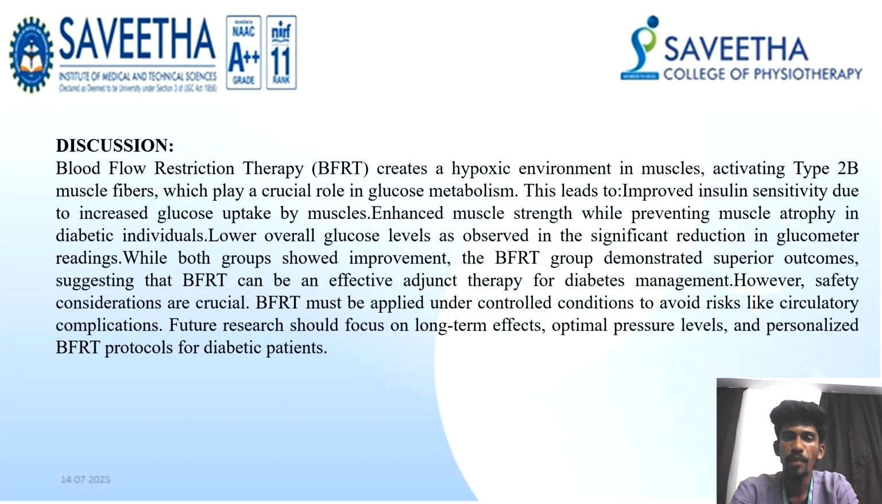Discussion. BFRT, blood flow restriction therapy, creates a low oxygen environment in muscles, which stimulates type 2B muscle fibers. These fibers rely on glucose for energy, so their activation improves glucose uptake and insulin sensitivity. The BFRT group showed a greater reduction in blood sugar compared to the aerobic exercise group like walking and cycling. Blood flow restriction therapy also promotes muscle strength and helps prevent muscle loss in diabetic individuals. Although both groups improved, BFRT proved to be a more efficient and joint-friendly method.